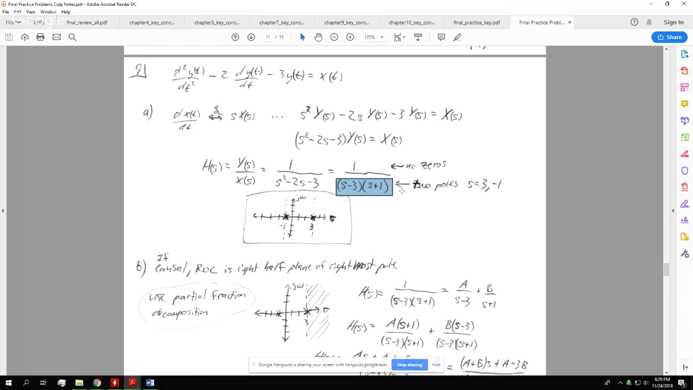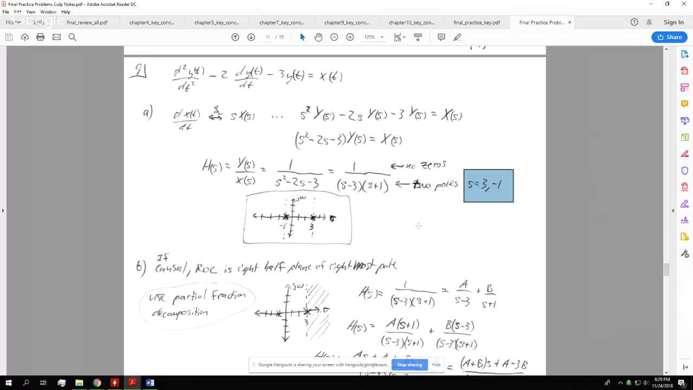And a pole is basically just where the denominator equals 0. And whenever a denominator equals 0, that is an illegal operation because it will result in infinity. 1 divided by 0 equals infinity. So anyways, where does this equal 0? Well, it equals 0 at s equals 3 and s equals negative 1. So those are my 2 poles.